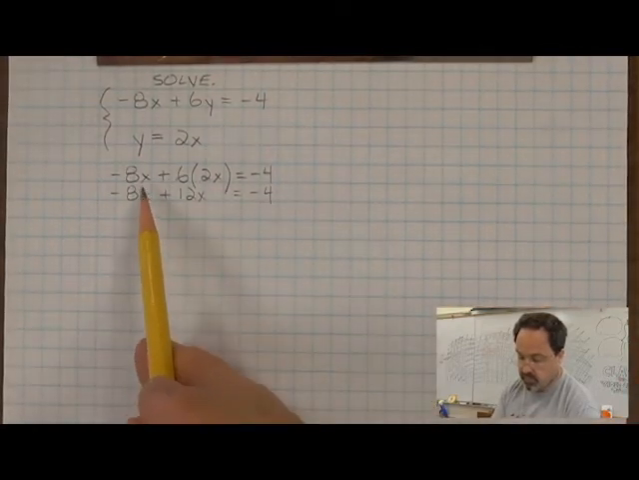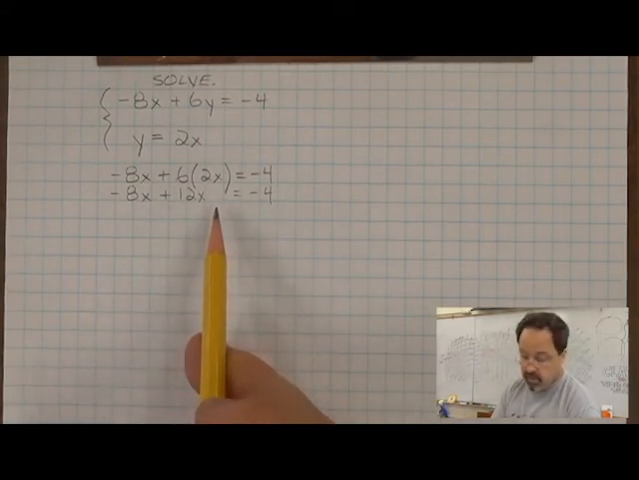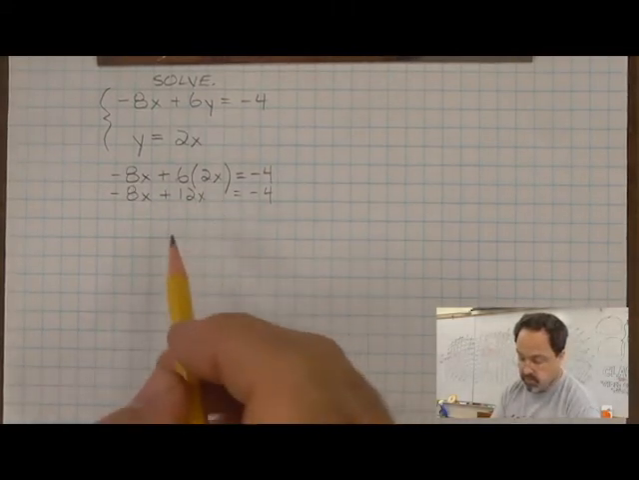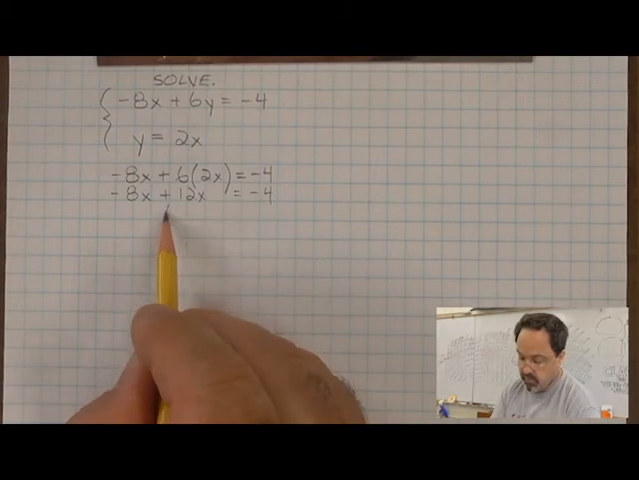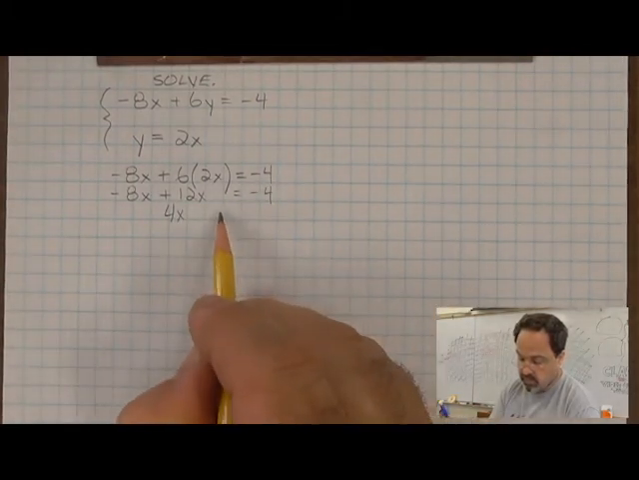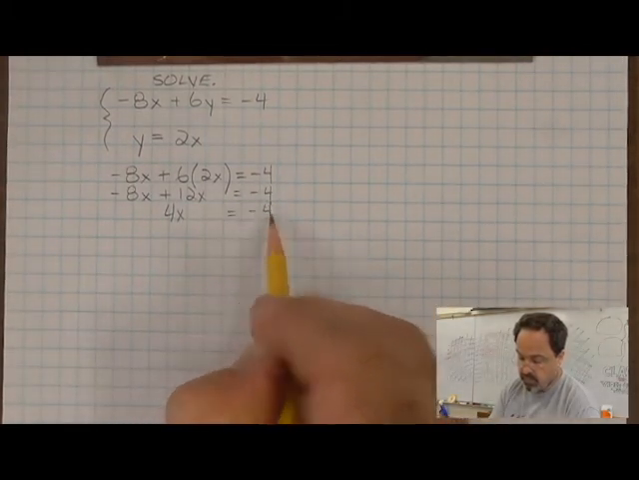I can see that I have two like terms. Negative 8x and 12x can be combined. And when they do, I have 4x, still equal to negative 4.